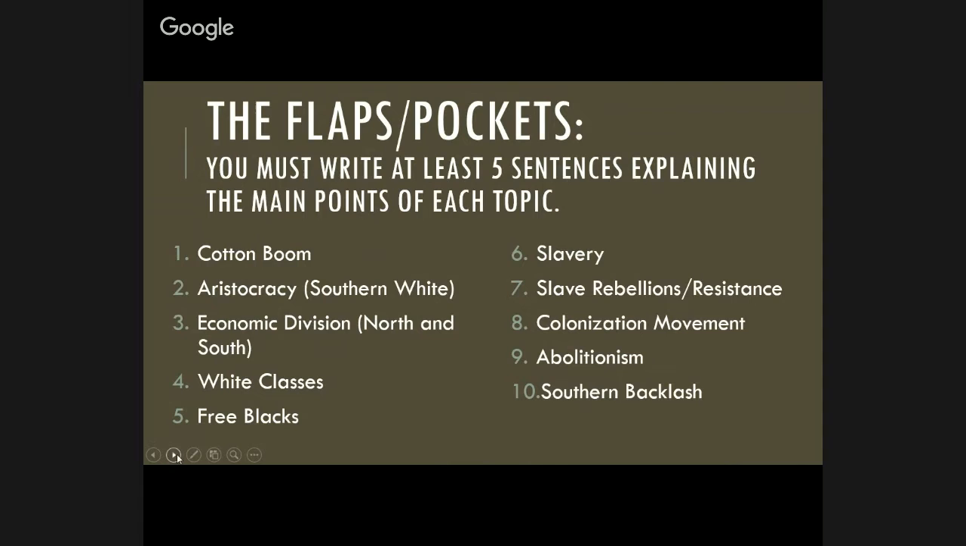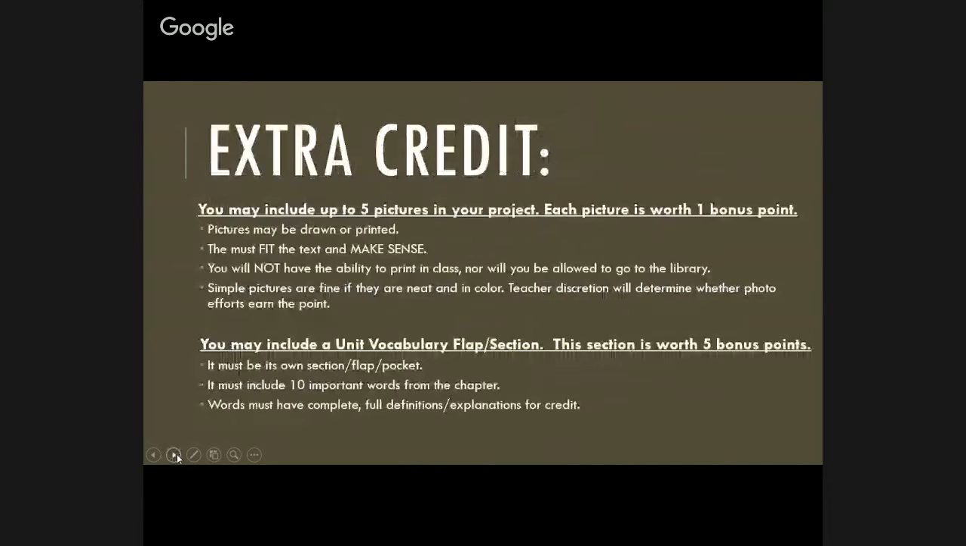All right, moving along to the next thing, extra credit. So on top of doing all that, you may also get up to 10 points of extra credit on this. It's a major grade. You definitely want to do this if you can. I mean, you can, but you ought to do it. You may include up to 5 pictures, not counting the picture on the front. That doesn't count toward the 5. Each good picture will count for 1 bonus point. Pictures may be drawn or printed. They must make sense. They must have to do with what you're talking about. They must be near the thing.